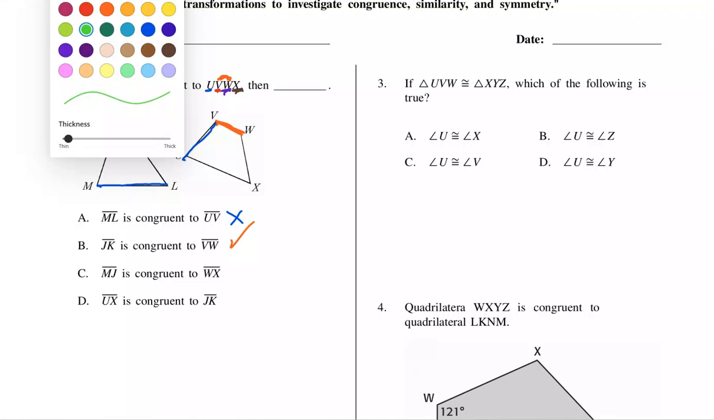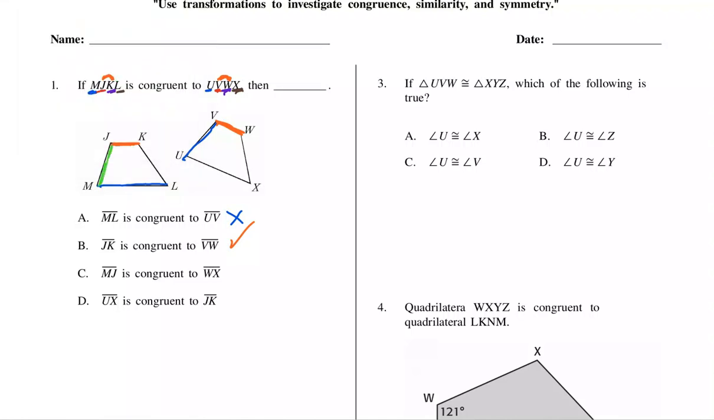We have MJ is congruent to WX. So we have MJ and WX. Again, those don't look exactly right, but let's check the display up here. So we have MJ is my first and second, and then WX, that's my third and fourth. So that one does not work either.